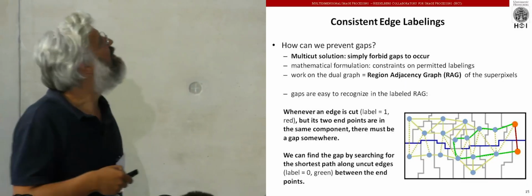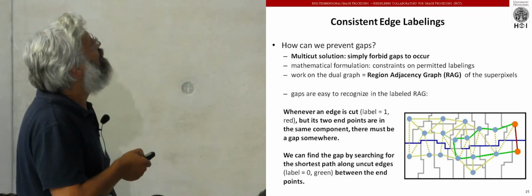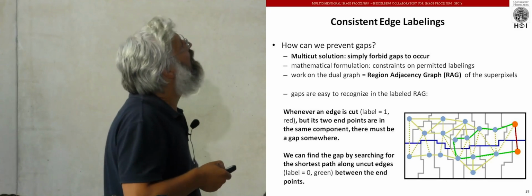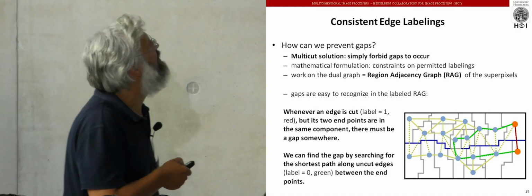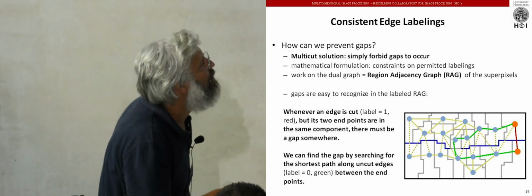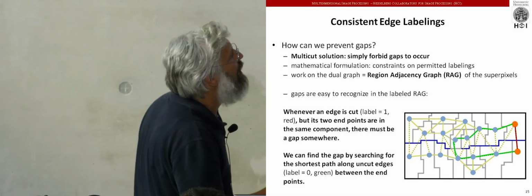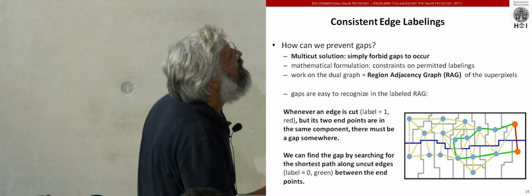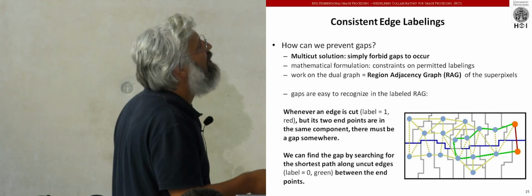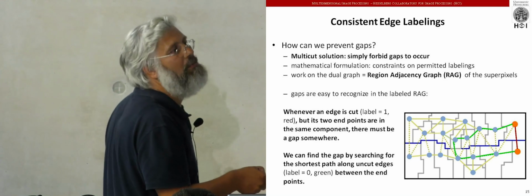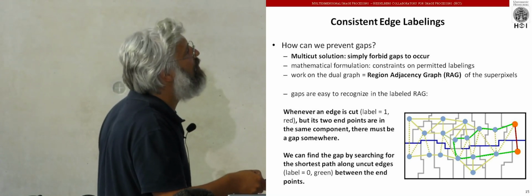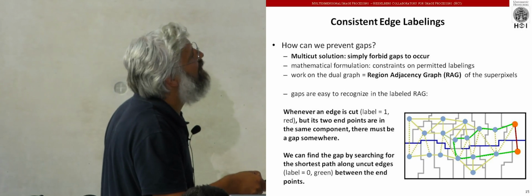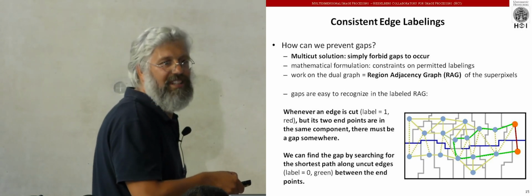So now what has this to do with gaps? The critical observation is that gaps can be easily found in the region adjacency graph. So whenever an edge is cut, which means it has the label 1, which is here the red edge in this example. And here the primal edges are the gray and the blue ones, and the dual edges are the orange and the green and the red ones, right? And so when we cut the red edge, it means that we keep the blue primal edge. So, and here we have a contour in the primal graph, so in the superpixel, and the blues are kept, and the gray one is the gap, right?